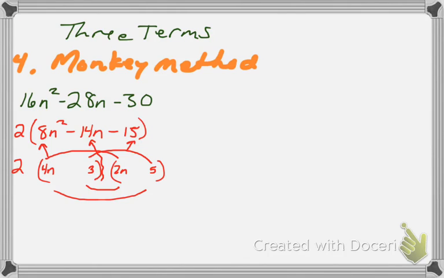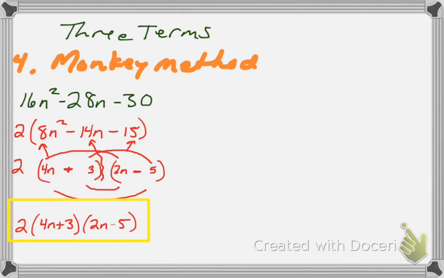If I switch them, though, I see I've got a 6 and a 20. Can you get a 14 out of a 6 and a 20? Yeah, you can if you put your negatives in the right spot. I want a negative 14, so I want my 20 to be negative. So I want my negative in front of my 5 and my positive there. So my correct factorization is 2 times (4n plus 3)(2n minus 5). You have to keep the 2 there, because if I want to FOIL that back together and get the original green problem, the 2's got to be there.